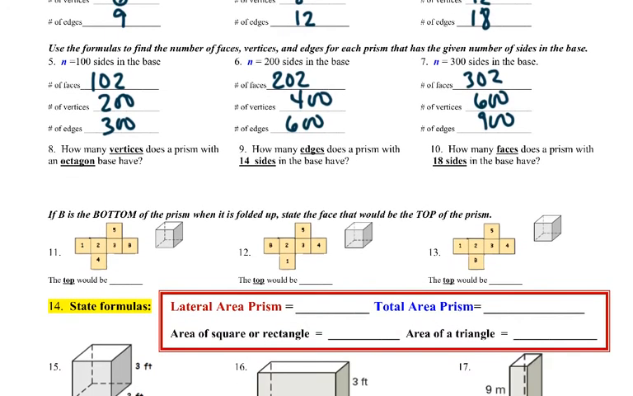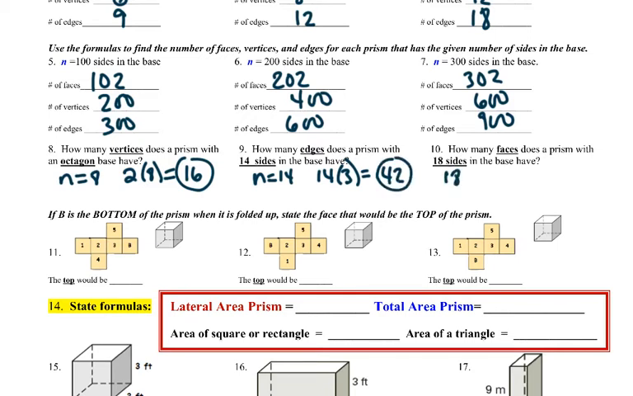How many vertices? If the octagon base, so n is 8, and vertices is 2n, so 2 times 8, 16. How many edges? If it has 14 sides in the base, so 14 times 3 is 42. And then how many faces? 18 plus 2 is 20.